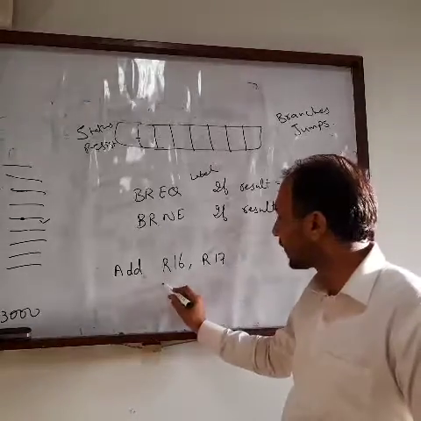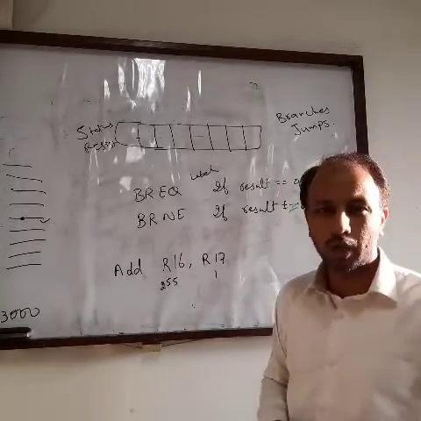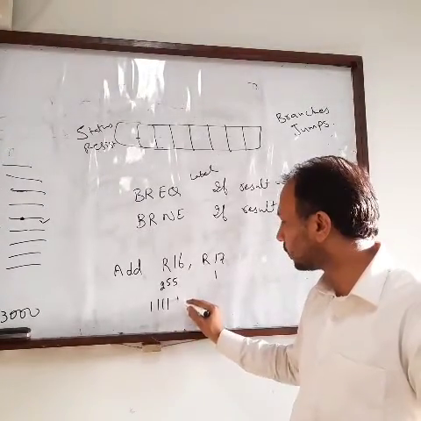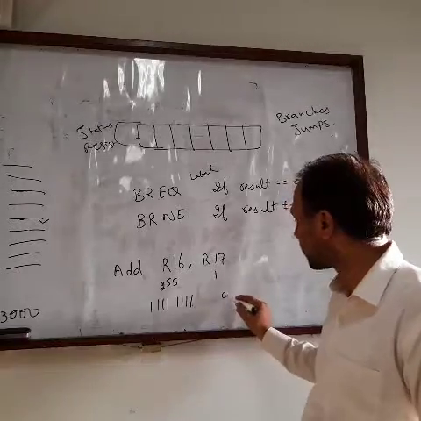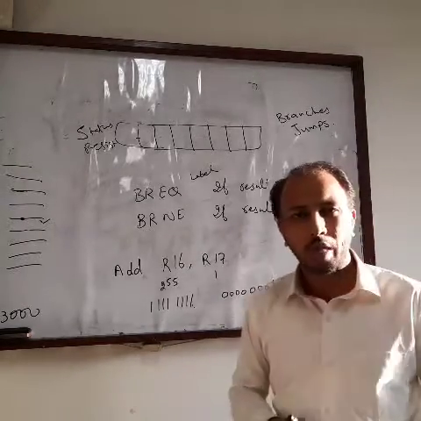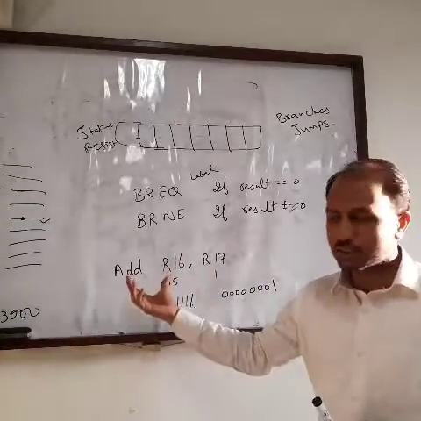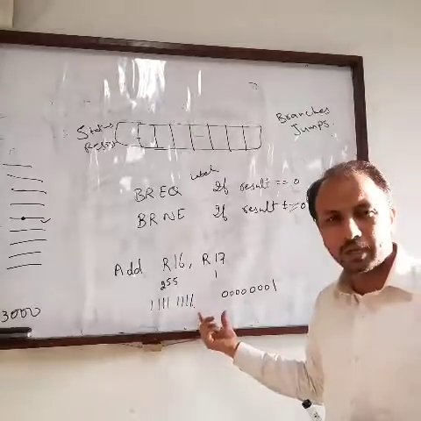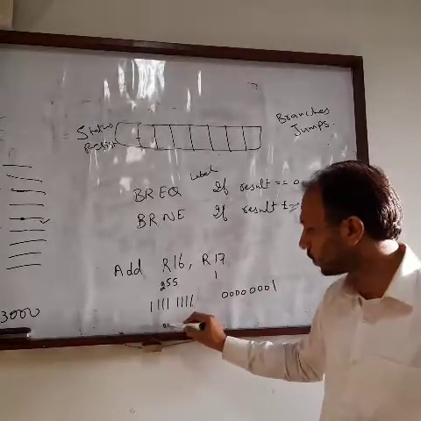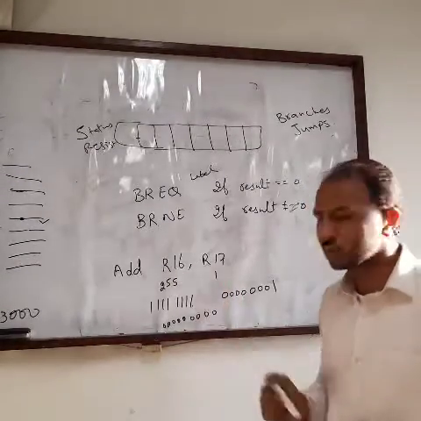For example, this has value 255 and this has value 1. So 255 in binary is 11111111, and this has 00000001. Now what is going to happen? When you add these values, the ALU will add them and the result will become 0. So our R16 will contain this 0 value.